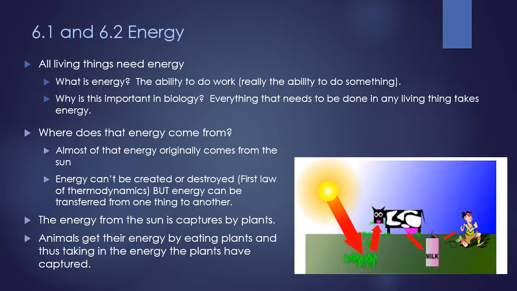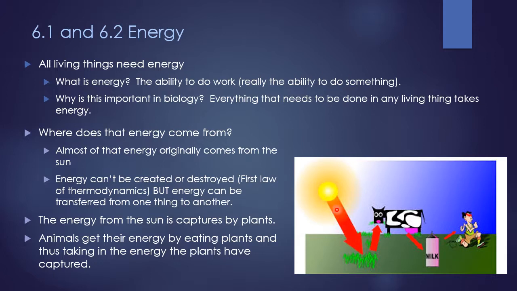And just to go over one point, energy can't be created or destroyed. This is the first law of thermodynamics. But energy can be transferred from one thing or one form to another. The energy from the sun is first captured by plants. As you can see in this picture here, sunlight energy comes down to the earth. Plants are able to take that energy and convert it into sugar, a form that's usable by other living things.